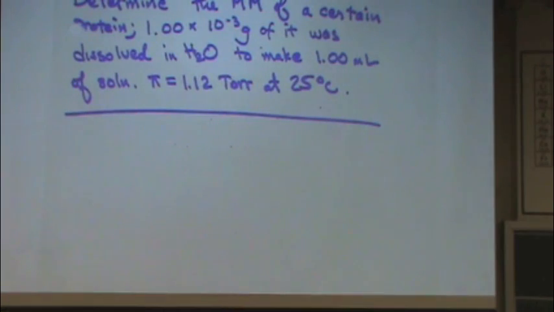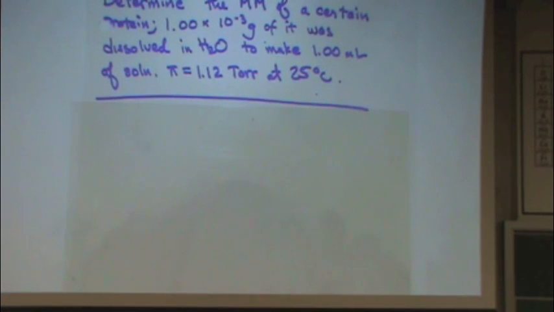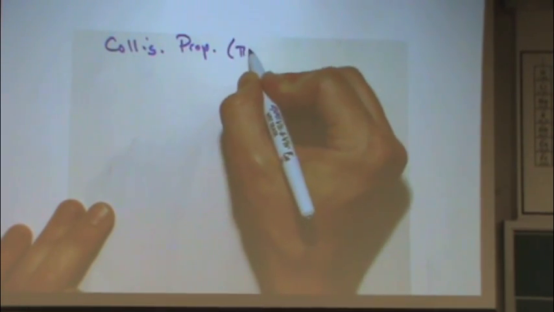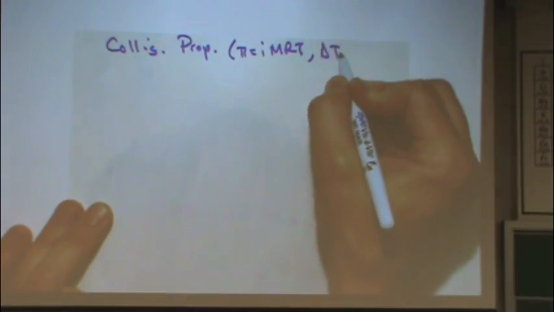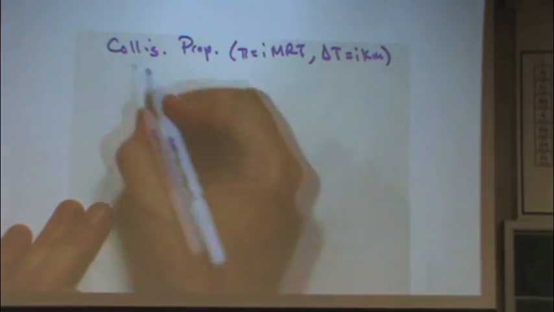Should I do a little review of osmotic pressure? Okay, mini review. I'll do that at the top of the page here. We'll get back to the problem in just a moment. I'll let you copy it down in just a moment. When you talk about colligative properties, there's two equations. The pi equals IMRT, and the delta T equals IKM. Those are your two main equations.